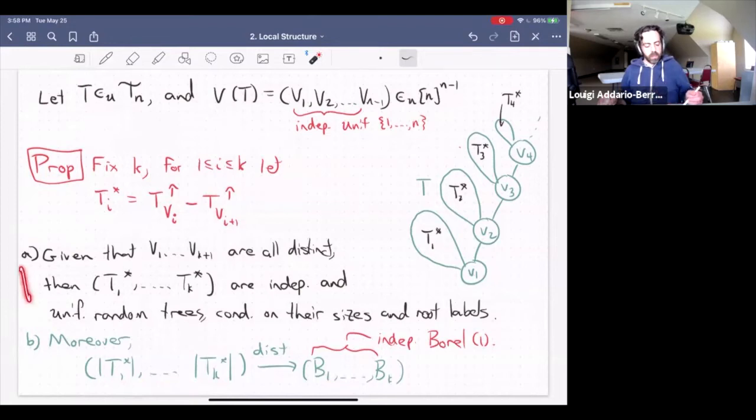Okay, so I'm not going to focus on proving part A. As I said, it's just because of the symmetry of the model. I'm going to focus on proving part B.